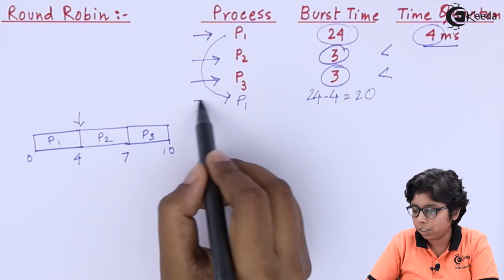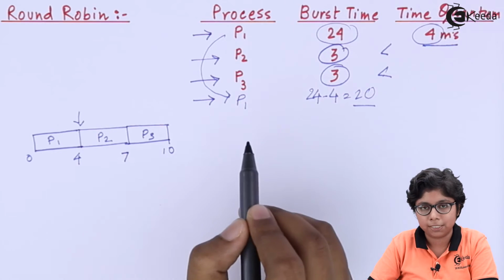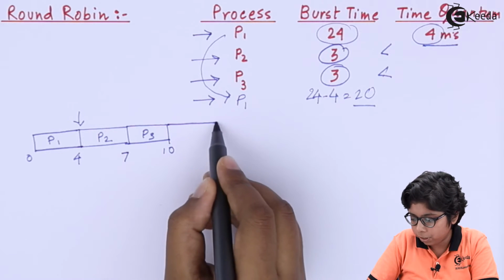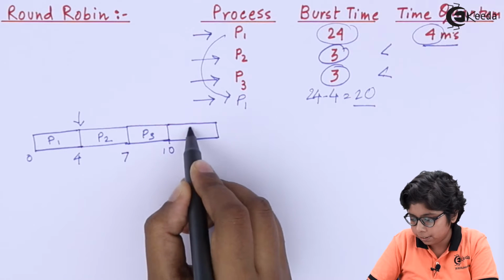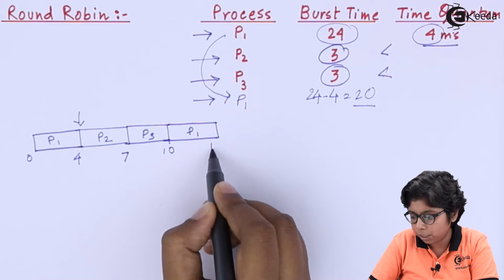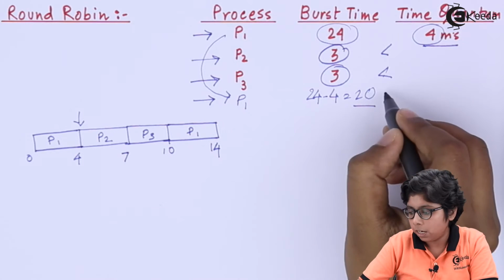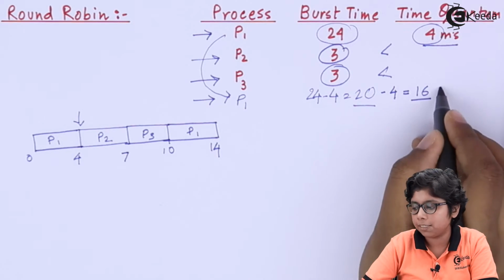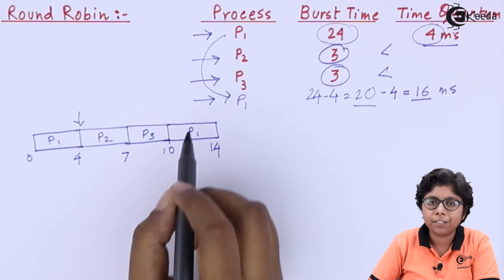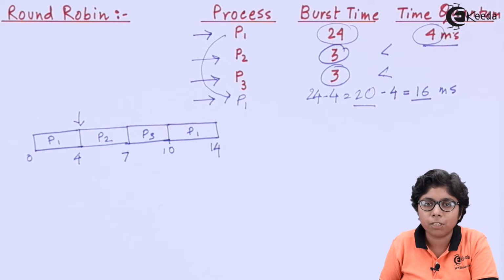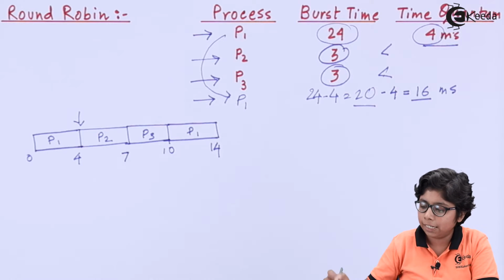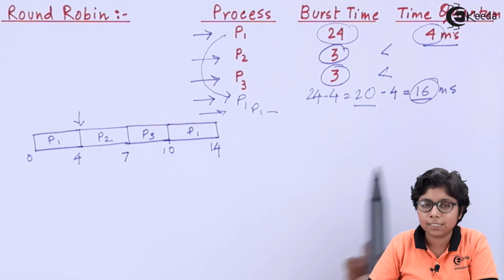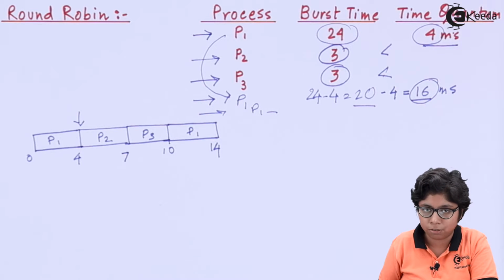Now the next one in the queue is P1 again with 20 milliseconds, and the time quantum is 4 milliseconds. So P1 is allocated again for 4 milliseconds and completes that slice at 14 milliseconds. Here again 4 milliseconds is subtracted from 20, and 16 milliseconds is remaining. As there are no other processes competing with P1 for the CPU, we only have P1 as our process, and it will be allocated the CPU to complete these 16 milliseconds.